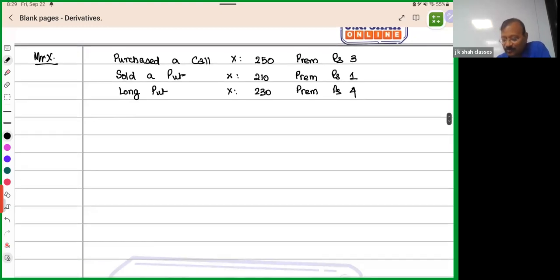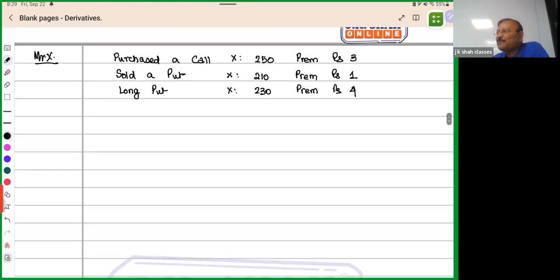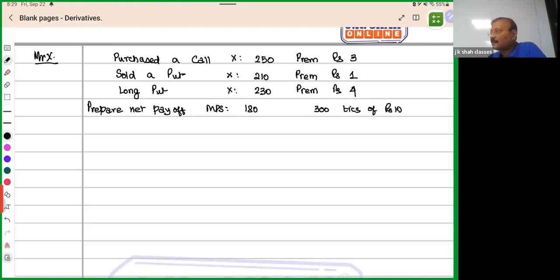But what I want you to do is prepare the net payoff table, for market prices ranging from 180 to 300 in ticks of rupees 10. Okay, and I'll tell you the format. I'll make empty columns.